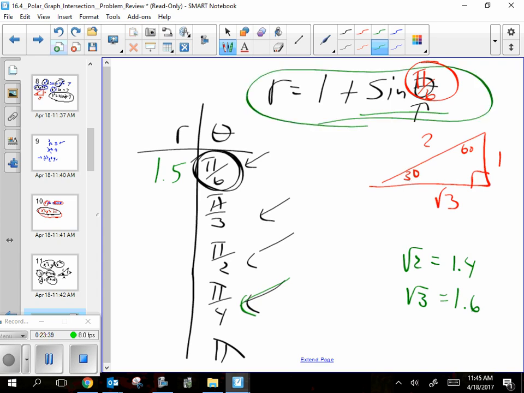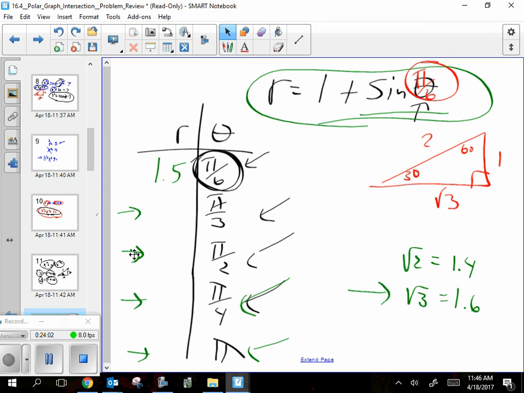You're going to be like, what the heck is that? Well, 1 plus 1.6 would be like 2.6, okay? All right, I want you to find 1, 2, 3, and 4. Do all of those. Do those 4 that are left: pi over 3, pi over 2, pi over 4, and pi.